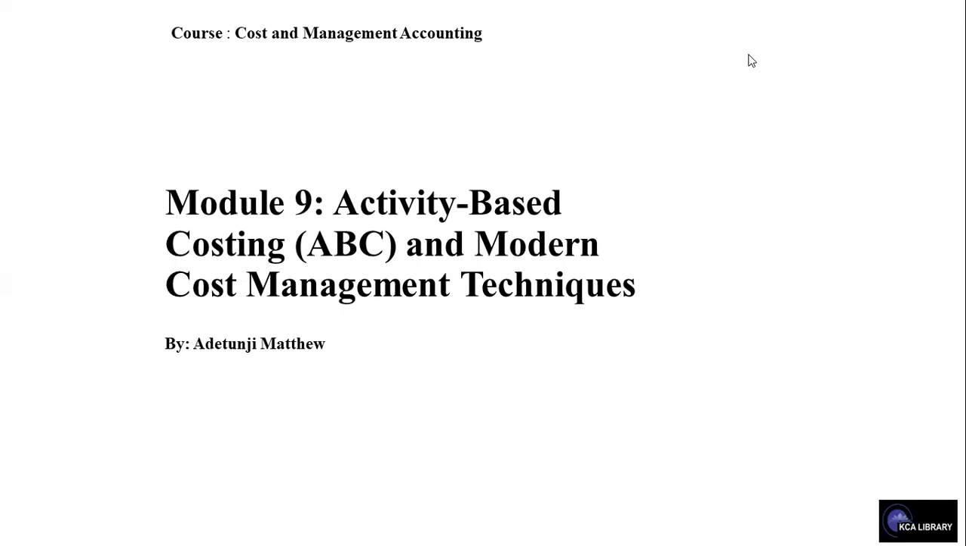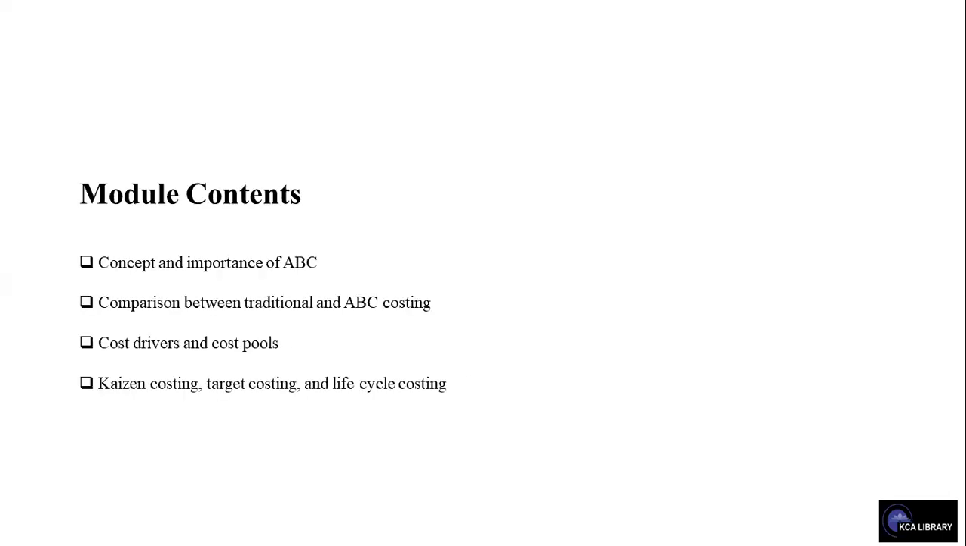We are getting to the end of the course gradually. This is the ninth module, and we'll be talking about activity-based costing and modern cost management techniques. We will briefly look into the concepts and importance of activity-based costing. We will look into the comparison between traditional and activity-based costing. We'll look at cost driver and cost pool, and then we'll look at some other modern costings, which are kaizen costing, target costing, and life cycle costing, briefly.